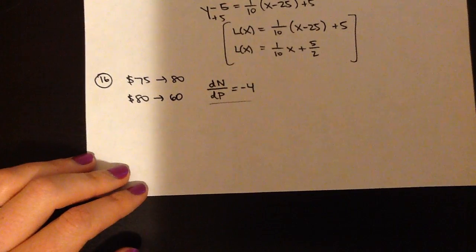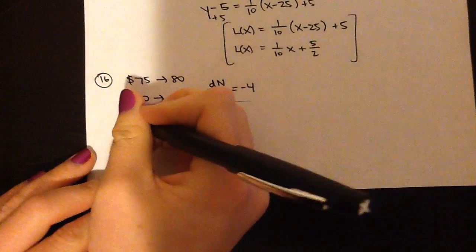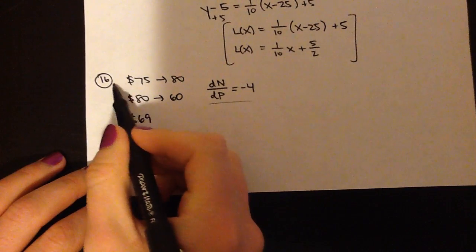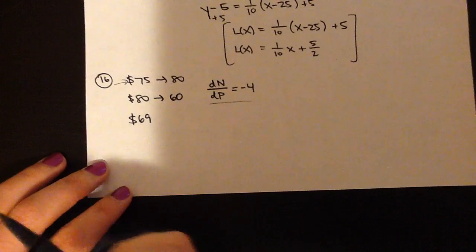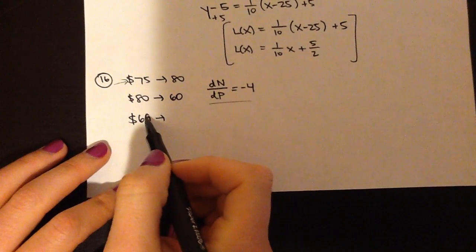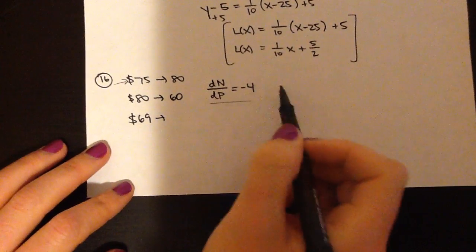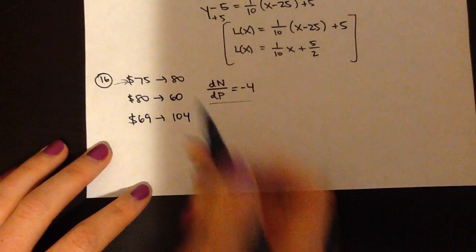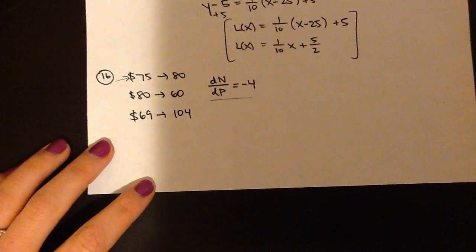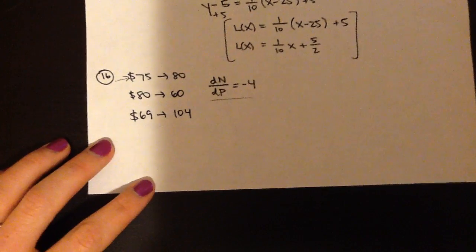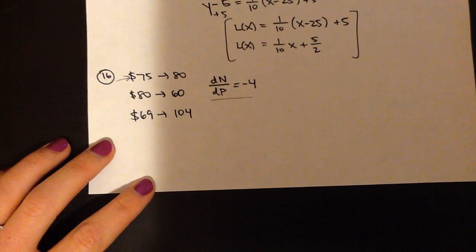And then it says, estimate N if the price is lowered to $69. So if I go down to $69, that means that I'm decreasing the price, which means the number that I sell should be increasing. So if I am decreasing the price by $6, that means this will actually go up 4 times 6, which is 24. So the number that I sell should actually go up 24. So from my original of 80, it'll go up 24 to 104. So it's kind of a weird play on what the slope thing means. Okay, next one after that, we're going to start doing some Rolle's theorem, mean value theorem, things like that.